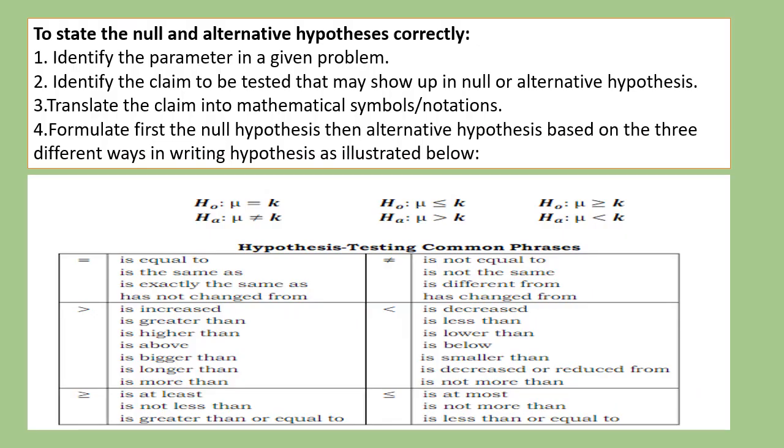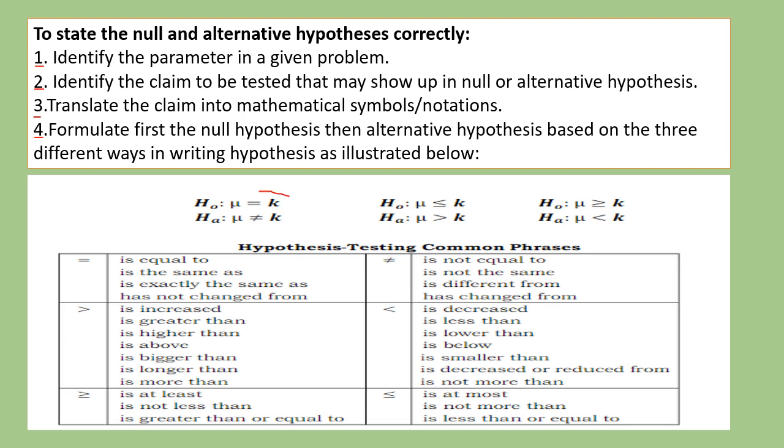Now, let's move on to the fourth step in stating the null and alternative hypothesis correctly. Number 1, identify the parameter in the problem. Number 2, identify whether the claim is in the null or the alternative. Number 3, translate it into mathematical symbol or notation. And number 4, formulate the null first before the alternative, based on the 3 different ways in writing hypothesis as illustrated below.